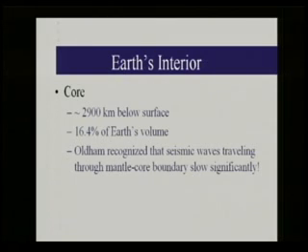Okay, the core. The core is about 2,900 kilometers below the surface of the Earth, and it comprises about 16.4% of Earth's volume, much, much smaller when compared to the mantle. A geologist who was working in the Geological Survey of India, Oldham, noticed that the seismic waves traveling through that mantle-core boundary slow significantly. What's going on here? Why would the waves travel slower in the core? Remember, denser materials, faster velocity.